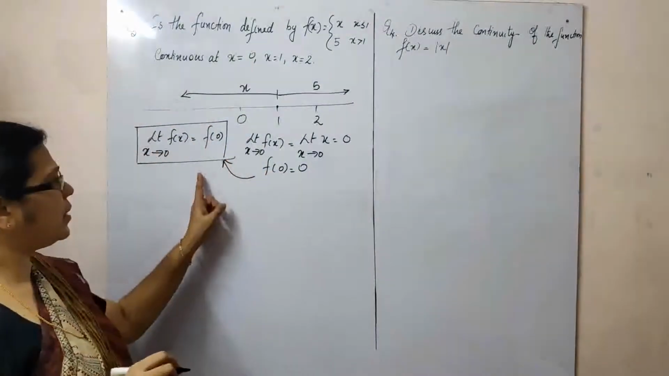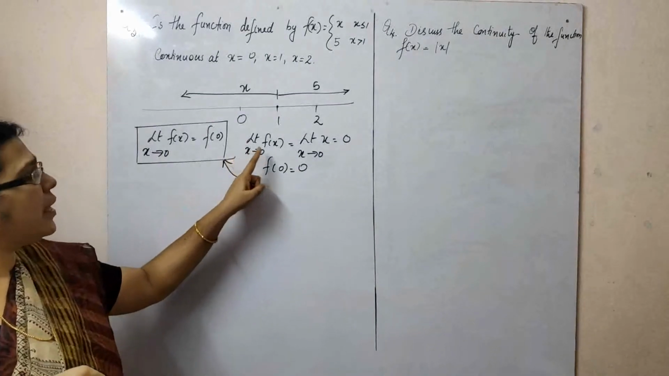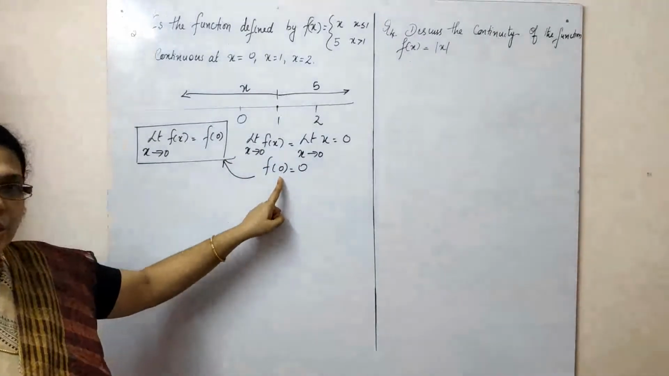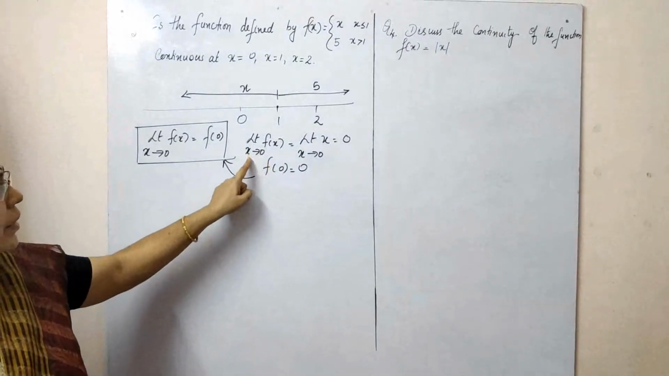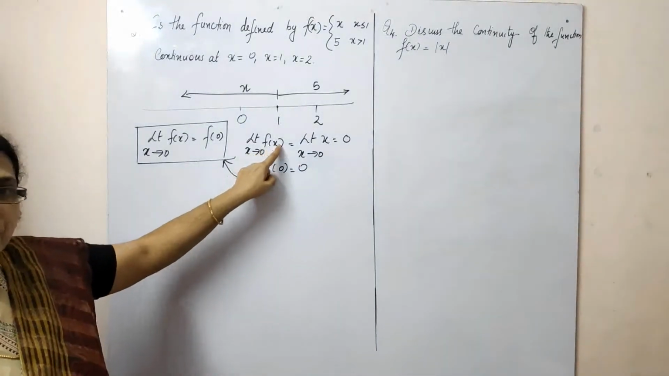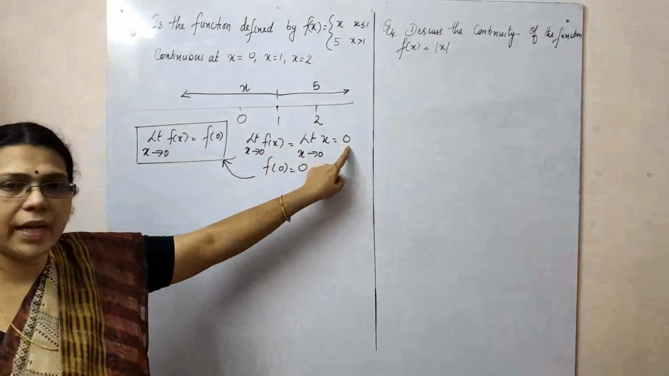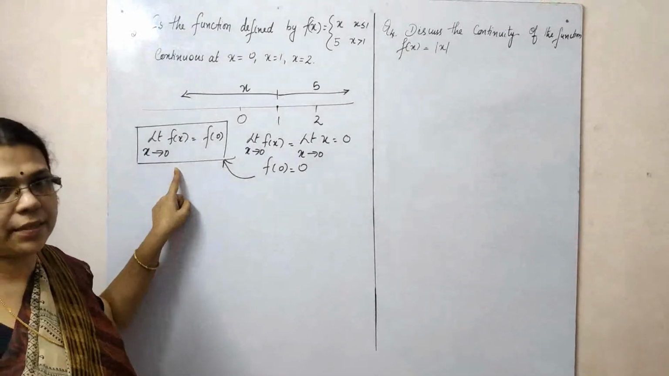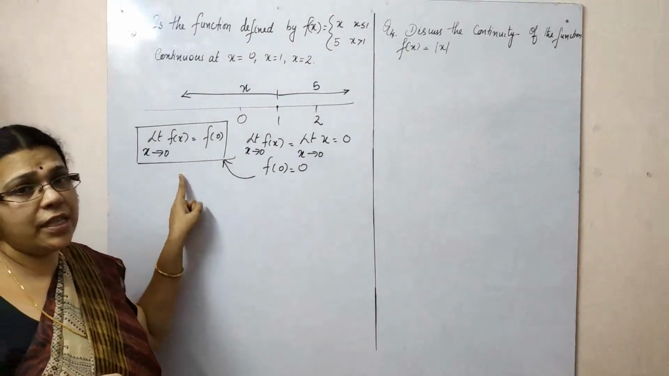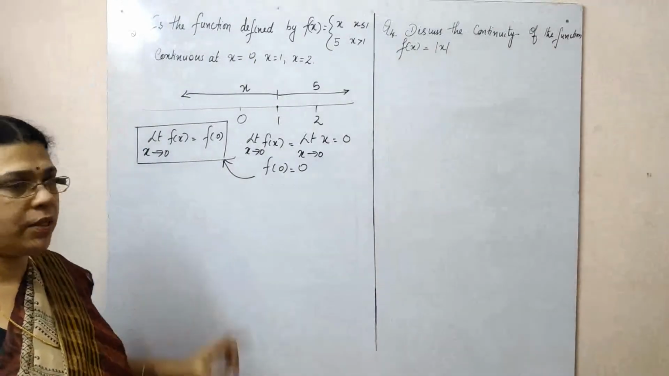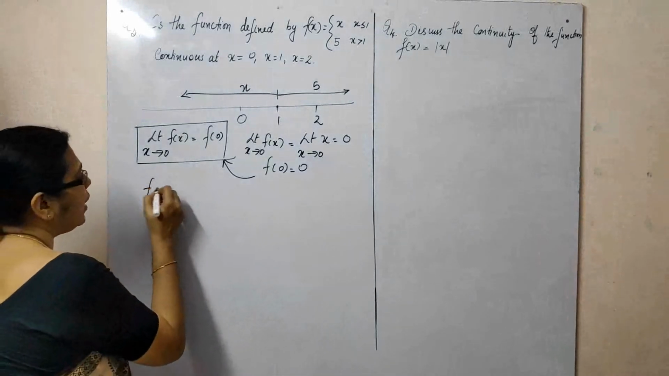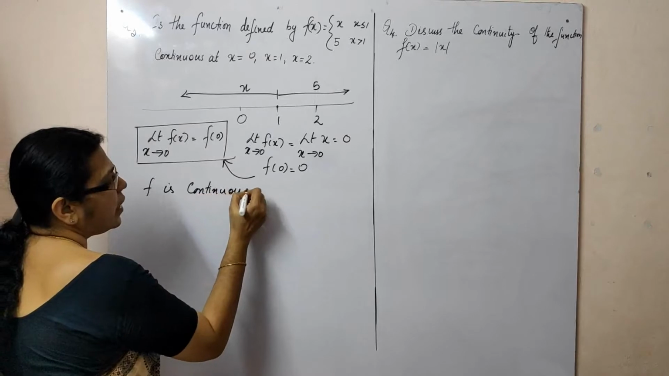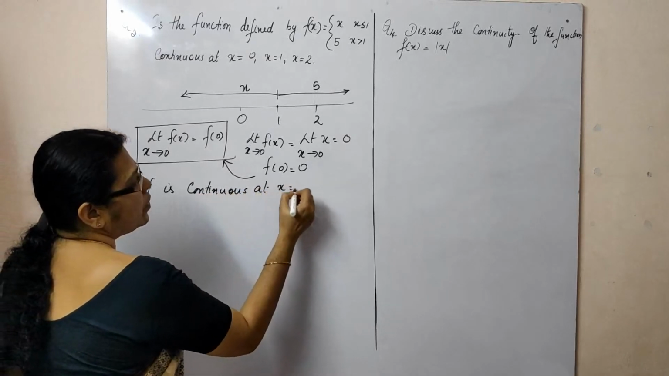Isn't that true? Yes, that means the function has the value 0 at x equal to 0, as well as the limit as x tends to 0 of f of x also gives you the value 0. That means continuity exists, or the function is continuous at x equal to 0. So I write: f is continuous at x equal to 0.